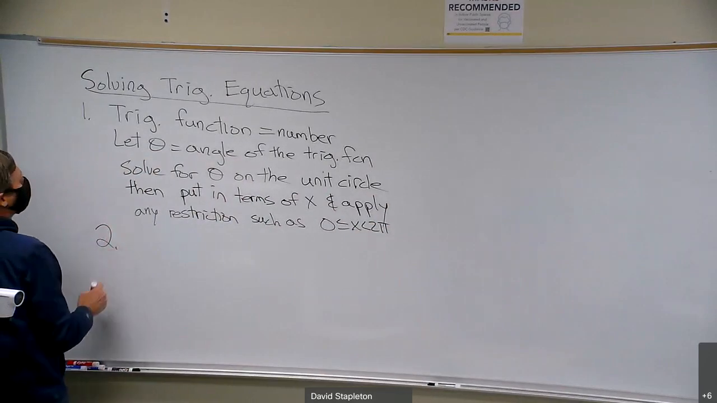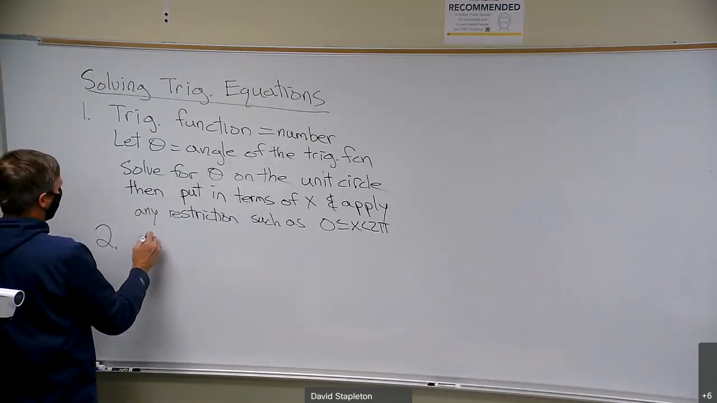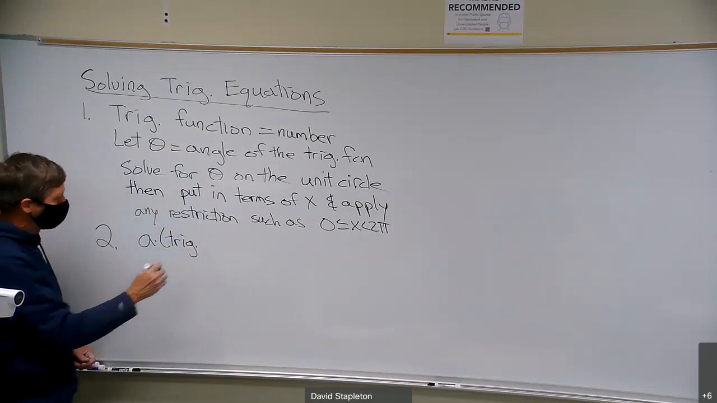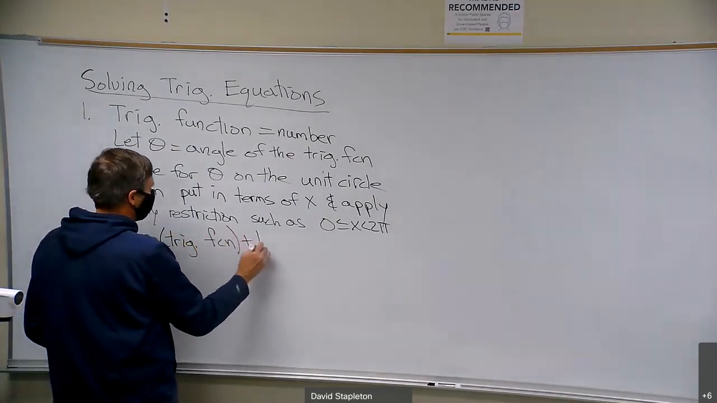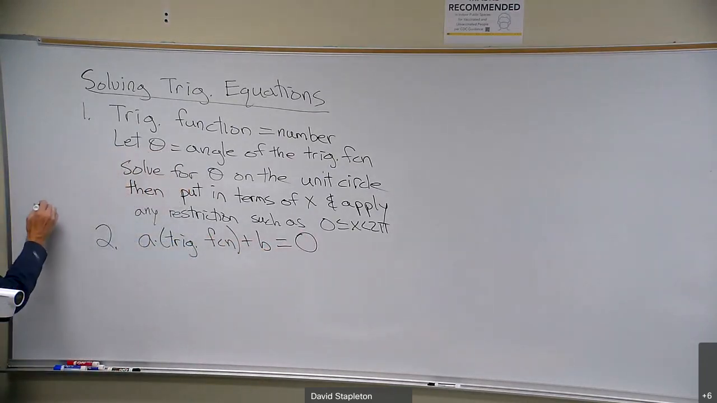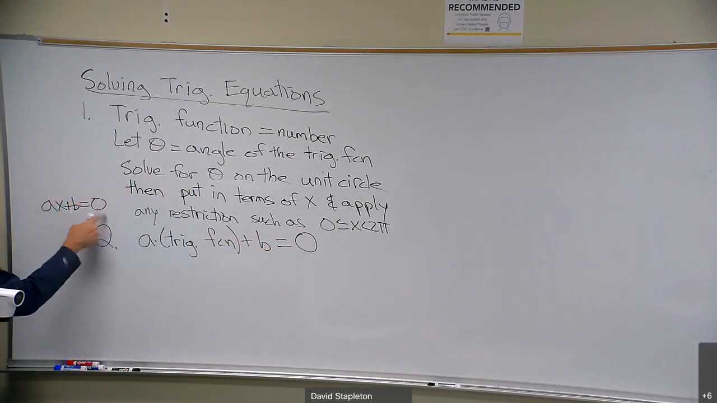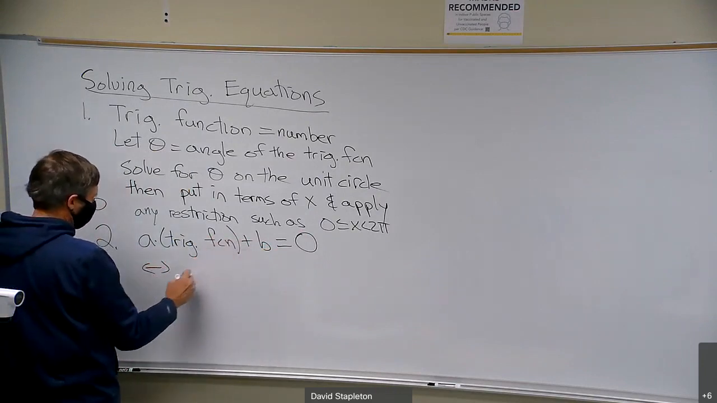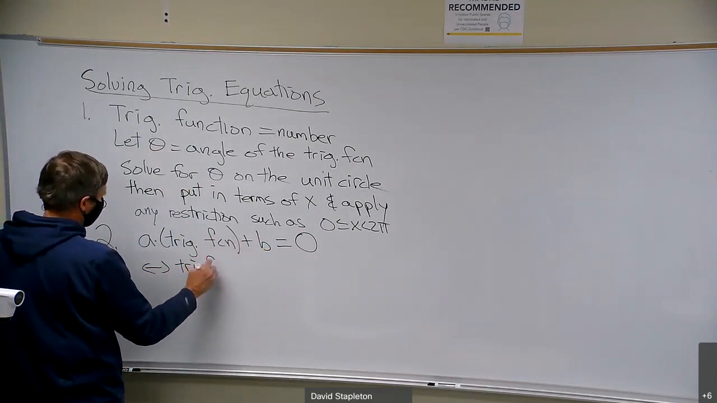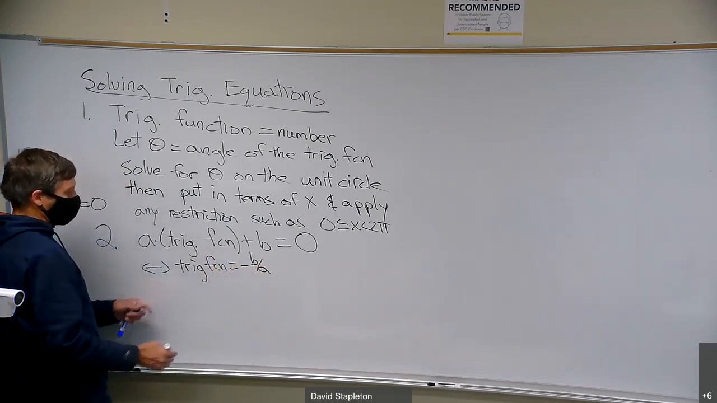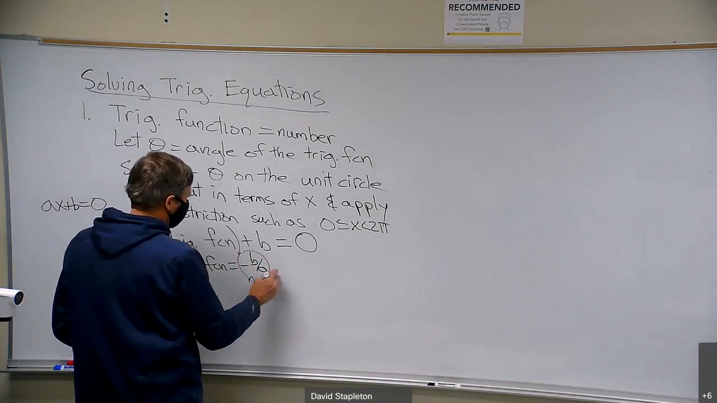Then we said 2, suppose we have a times a trig function plus b equals 0, where a and b are numbers. That's called a linear equation of the trig function. Analogous to linear equation, one variable, ax plus b equals 0. In algebra, you just subtract b and divide by a, and you got an x equals. What you do here, if you have this equation, you subtract b and divide by a and get trig function equal a number, minus b over a. Oh, but that's trig function equal a number. So go back to method 1.